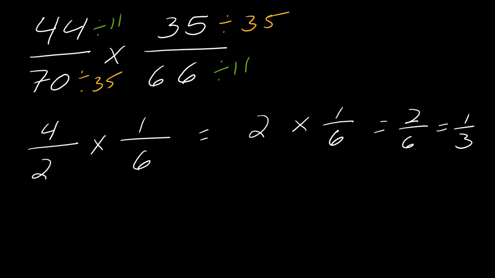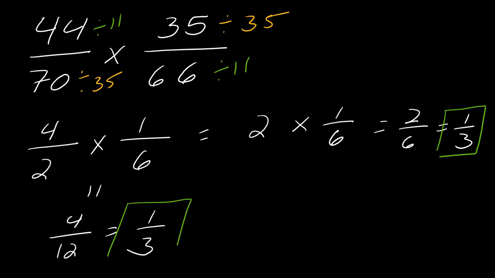Now, what if I was here and I just multiplied straight across? So let's just go a slightly different route just so you can see what I'm getting at here. So what if I have 4 times 1 is 4 and 2 times 6 is 12? What does 4/12 simplify to? Still 1/3. So as you can see, I've now gone 2 different routes and ultimately I got to the same answer.